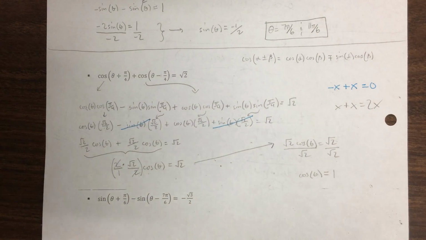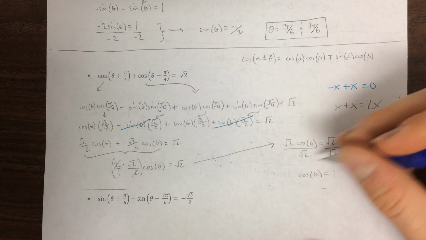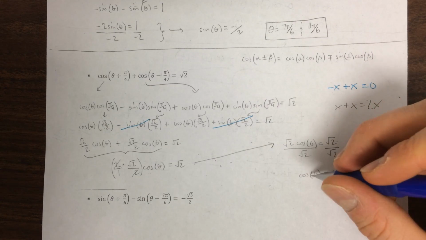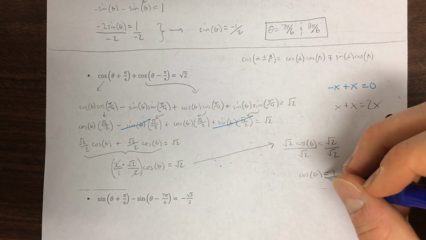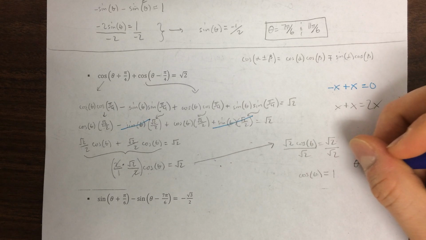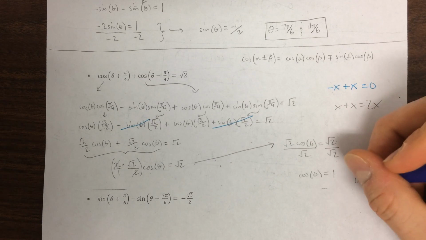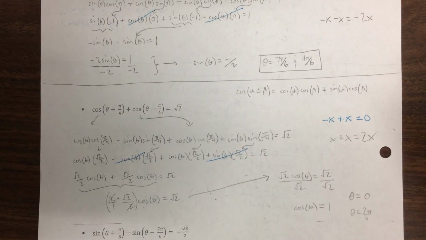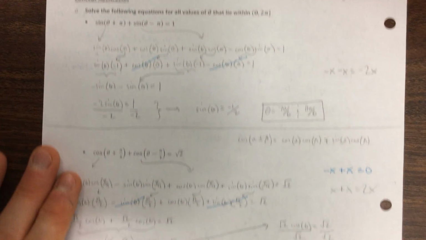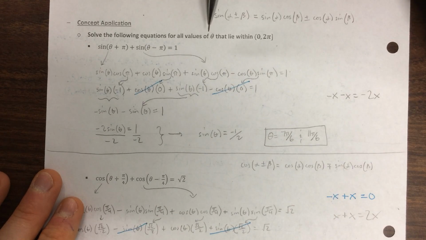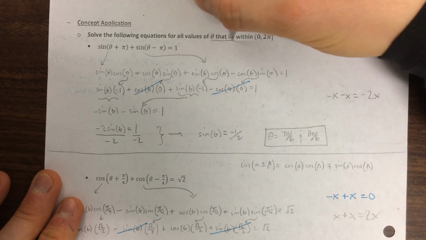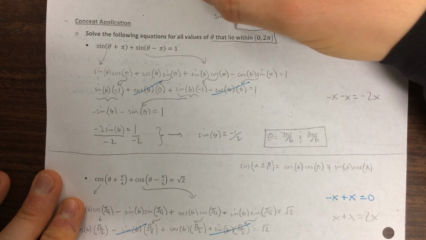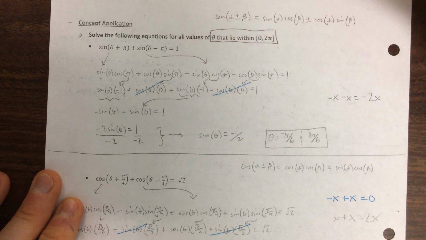Now we look on our unit circle, where does cosine of theta equal 1? Well, that place is 0 and 2 pi. Now, what I was going up to is here. Here we want theta that lies within 0 to 2 pi. That's what we want as our solution.